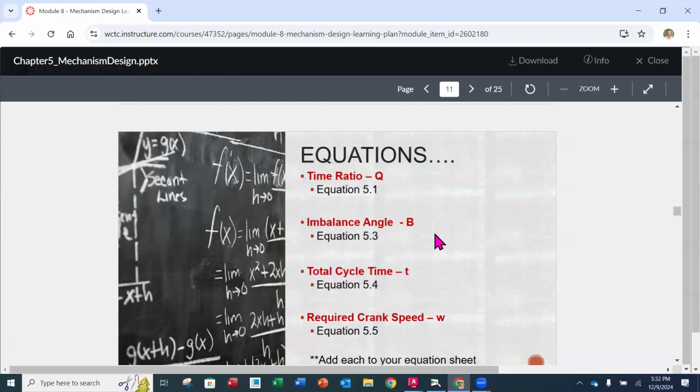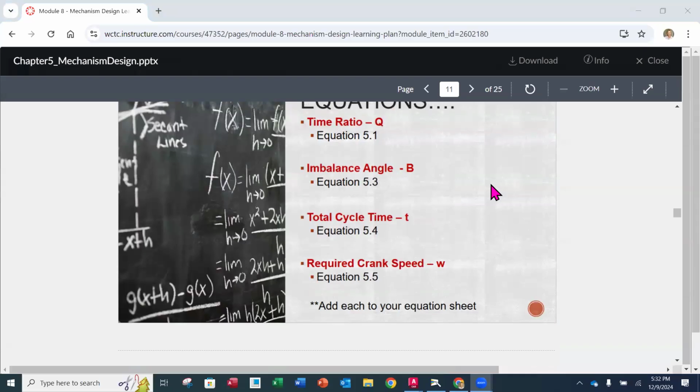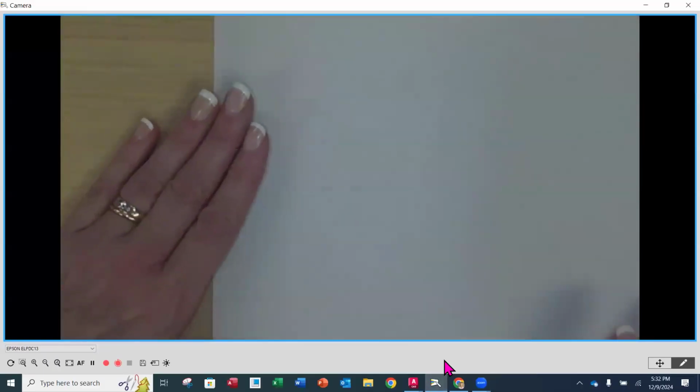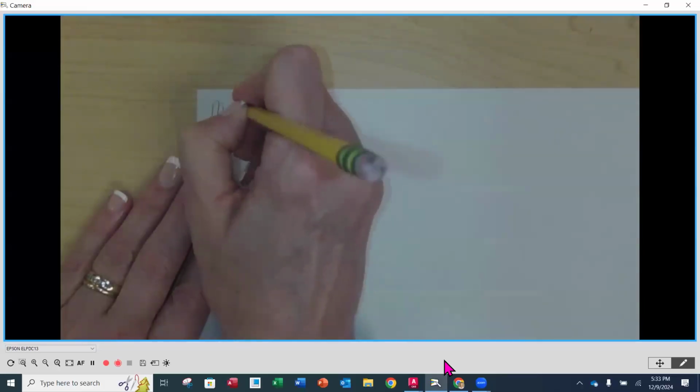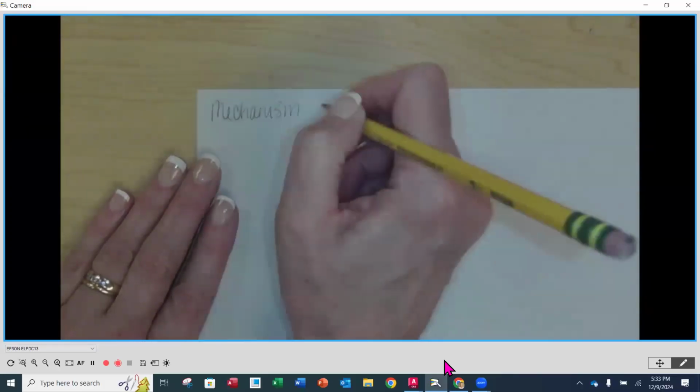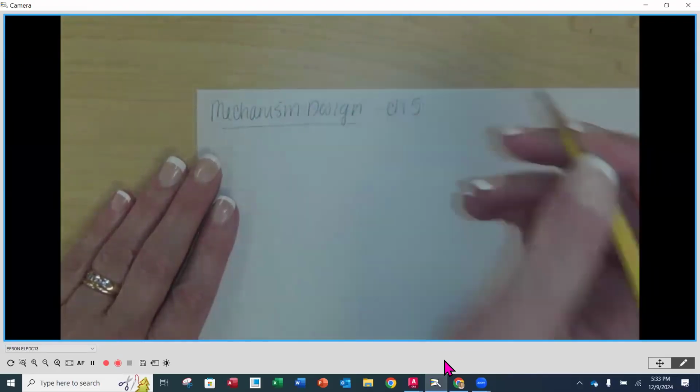Now, there are going to be some equations that we are going to use to kind of prepare us for the layout work that we're going to do in AutoCAD. And we see some of these listed here. So what we're going to do is, the book has these spaced out. So I always think, and you know that I like creating a nice little equation sheet. So we're going to start with the equations that are actually at the bottom of page 109. And I'm going to go underneath and we're going to make a mechanism design equation sheet, if you would. And again, this is chapter 5. Okay.